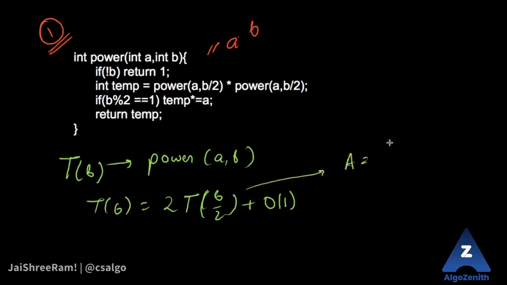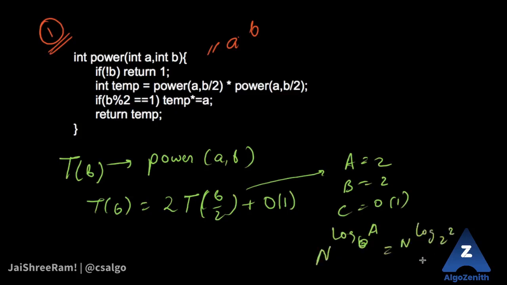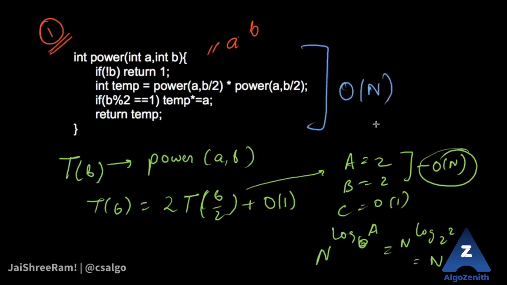So over here, a is equal to 2, b is equal to 2, c is equal to order 1. n to the power log base b of a is equal to n to the power log base 2 of 2, which is equal to n, right? So this part is giving you order n, this is giving you order 1. So you take the bigger one of them, right? This one. So this code is nothing but order n. So this finds a to the power b in order n time.